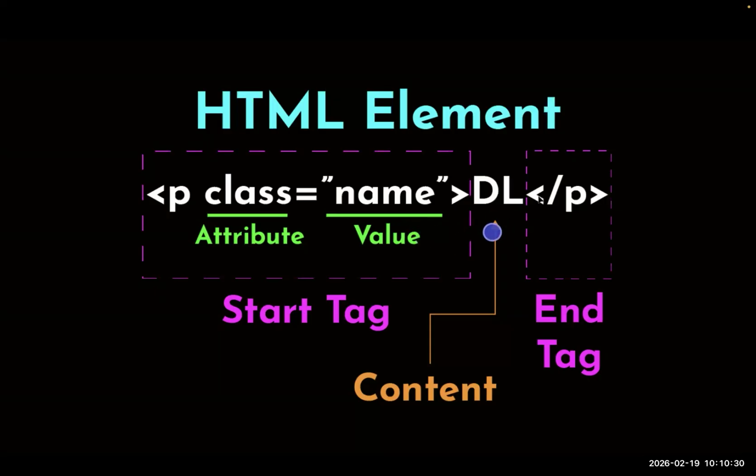In between your starting and your ending tag is where you put the content. So here I have the letters DL. In this case, it's a paragraph, so my content of my actual paragraph text is going to be DL. And then most tags, you need to close it out. Tell the browser, hey, I'm done writing my body text. Some of them are what are called self-closing tags, which means that you don't need to have your end tag. And we'll see some of those a little bit later.